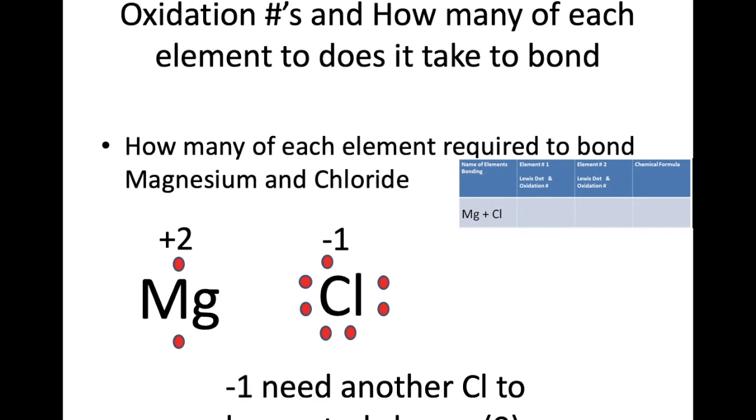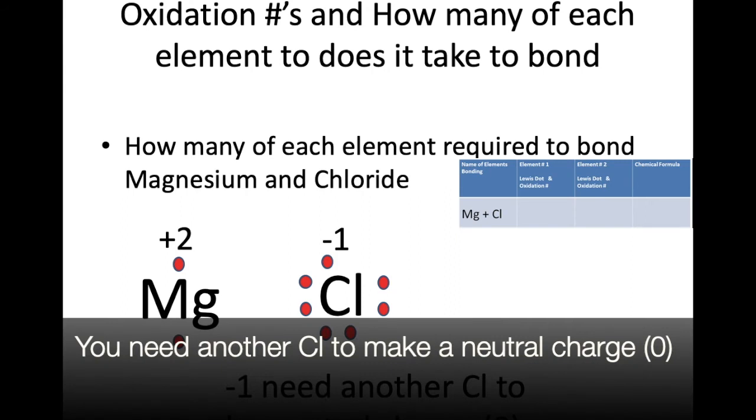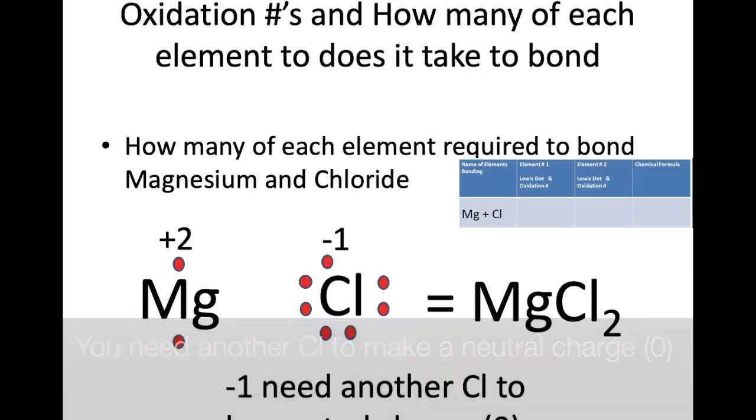This -1 oxidation charge means that it would need another chlorine in order to be neutral with magnesium. Magnesium has a +2 oxidation charge, chlorine -1. In order to get those two things when you bond together to equal 0, you're going to need 2 of those chlorine atoms. This means that if we were able to write an element out in its chemical bond name, we would have magnesium chloride 2.